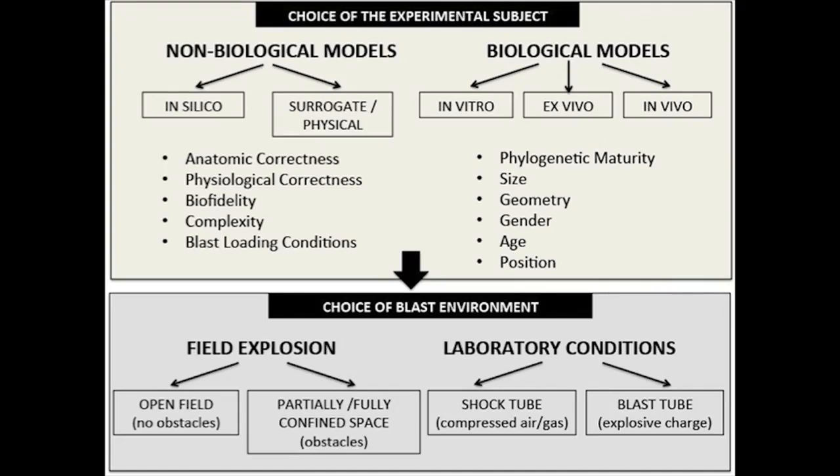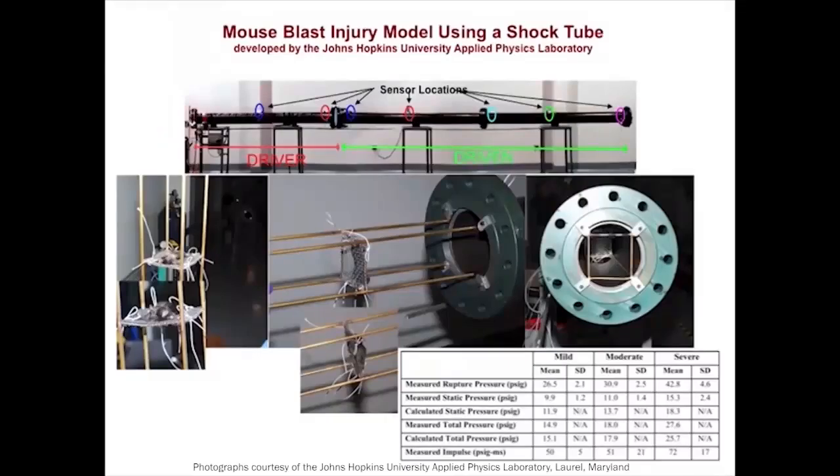Nevertheless, the anatomical and physiological differences between humans and rodents, especially in circulatory and nervous systems, limit the utilization of small experimental animals in blast injury research. Experimental studies on primary blast-induced biological effects routinely use either shock tubes, which use compressed air or gas to generate a shock wave, or blast tubes, which use explosive charges to generate a shock wave.